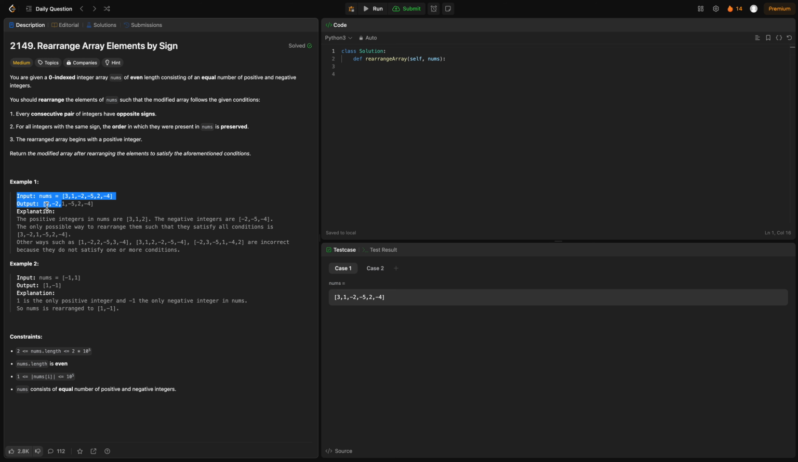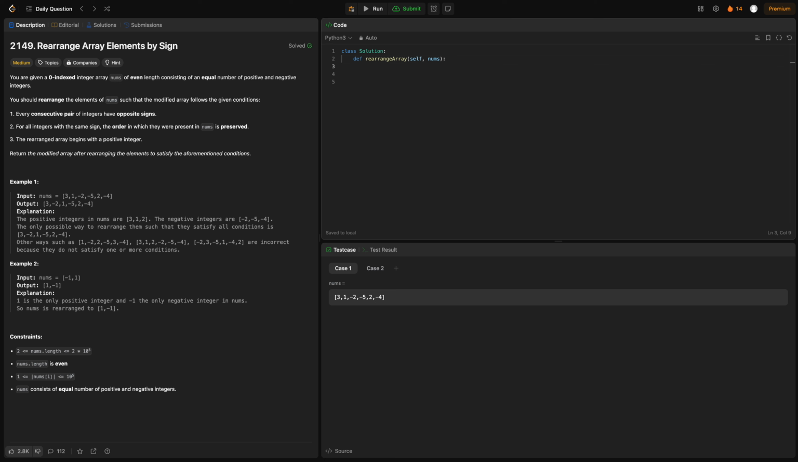So here they follow the orders kind of preserved. Yeah, it is preserved. And what we can already tell is that it's going to be even, right? So half would be positive, half would be negative, so we don't have to really worry about all that.